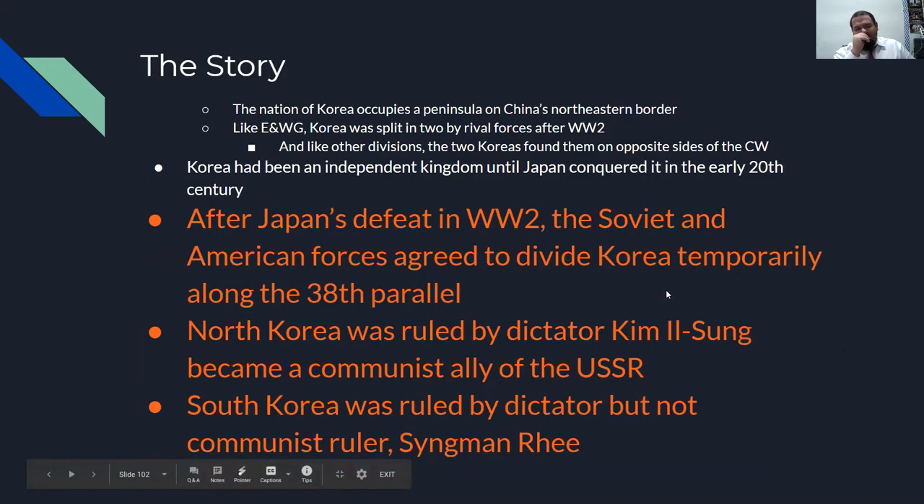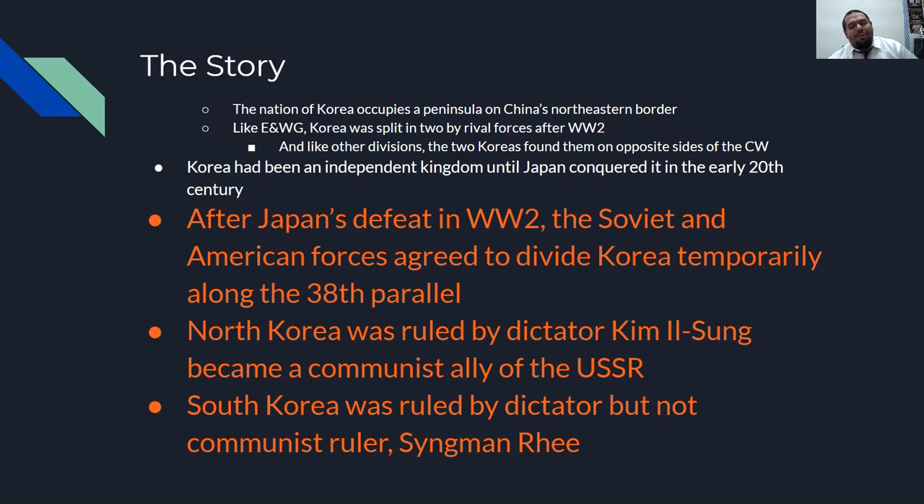All right, so we're gonna skip to Korea. And the story goes, the nation of Korea occupies the peninsula on China's northeastern border. Like East and West Germany, Korea was split in two by the rival forces after World War II. And like other divisions, the two Koreas found themselves on opposite sides of the Cold War. Korea had been an independent kingdom until Japan conquered it by the early 20th century.